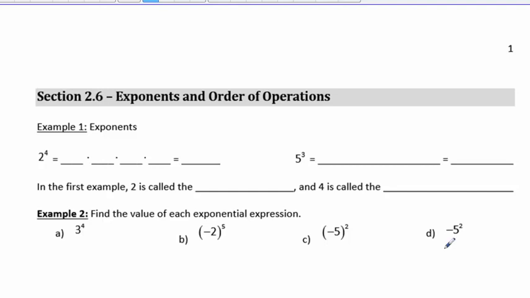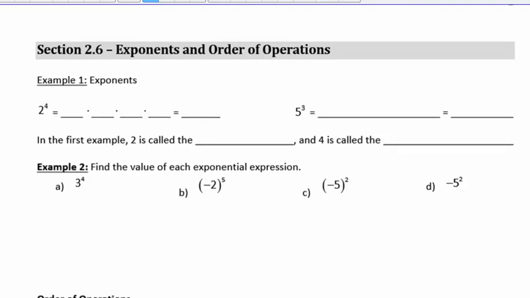Section 2.6 is on exponents in the order of operation. We're going to start with a review on exponents. So I start with 2 to the 4th. I know that 2 to the 4th means 2 times 2 times 2 times 2. 2 times 2 is 4, times 2 is 8, times 2 is 16. So the result is 16.